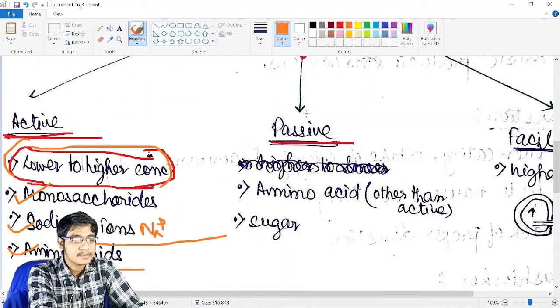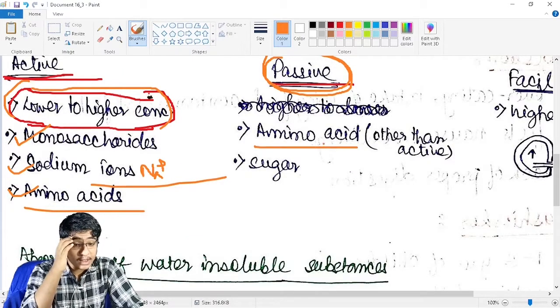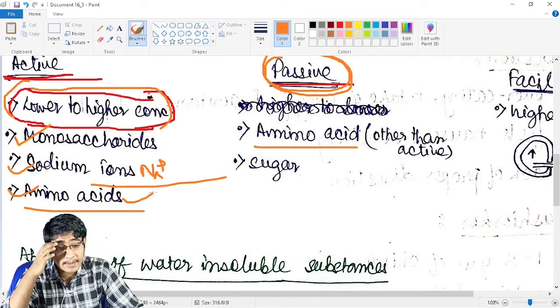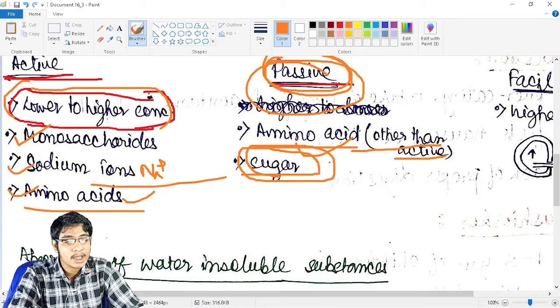Next, we have passive absorption. In this absorption, the amino acids which were left in active absorption get absorbed by passive absorption, and some sugar molecules also get directly absorbed by passive absorption.